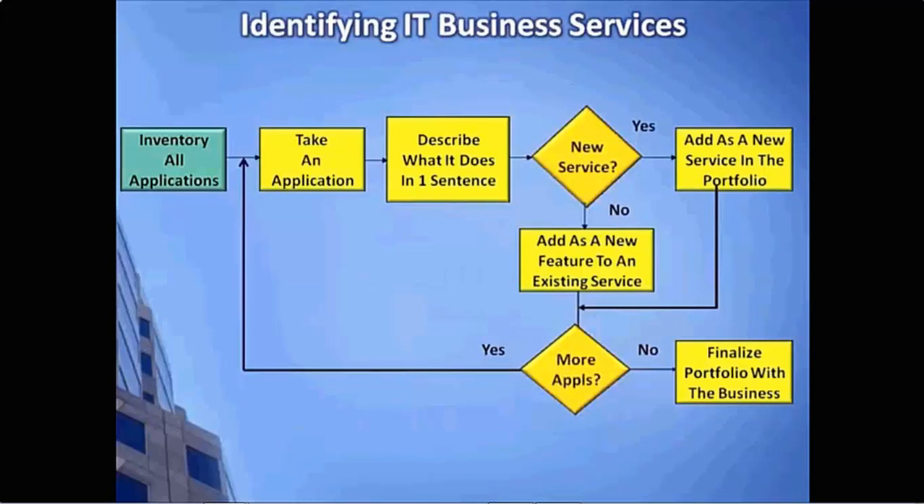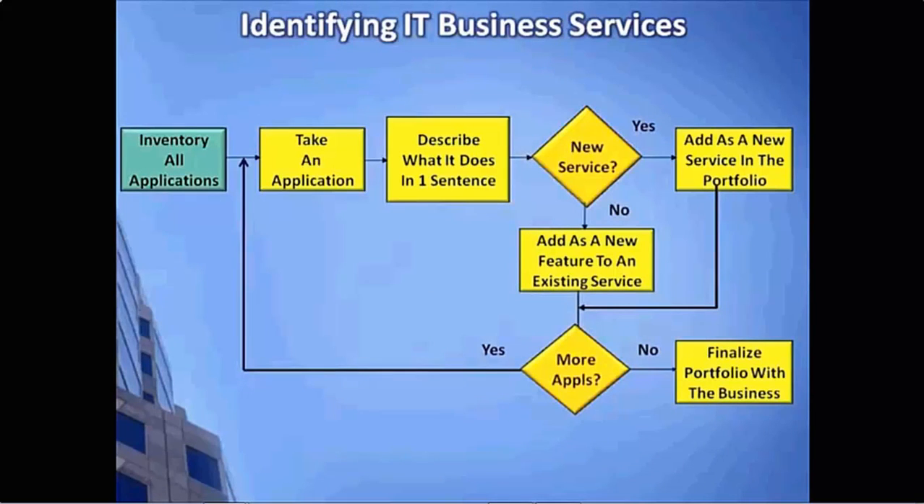Identifying our IT business services, this is one approach you can use to help do that. Number one, you can get all your application portfolios together and a few key developers that understand what those applications do. Inventory them if that hasn't already been done, and then start at the top of the list, take an application, ask the developers to describe for you what it does or what it contributes to the company in one simple sentence.